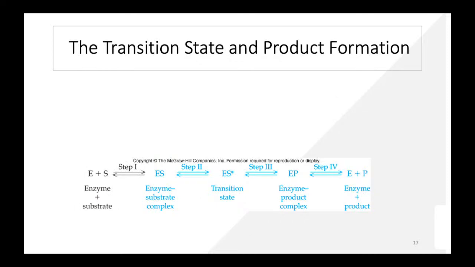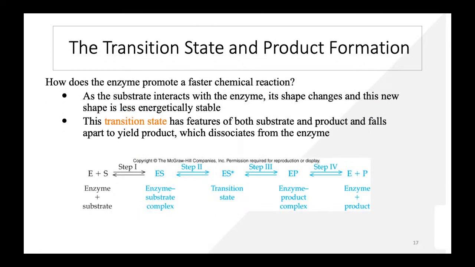Now, how are the transition state and product formation happening? Basically, E plus S gives rise to ES. That's what we have just discussed. But how does an enzyme promote faster chemical reactions? How is the enzyme making these reactions faster?